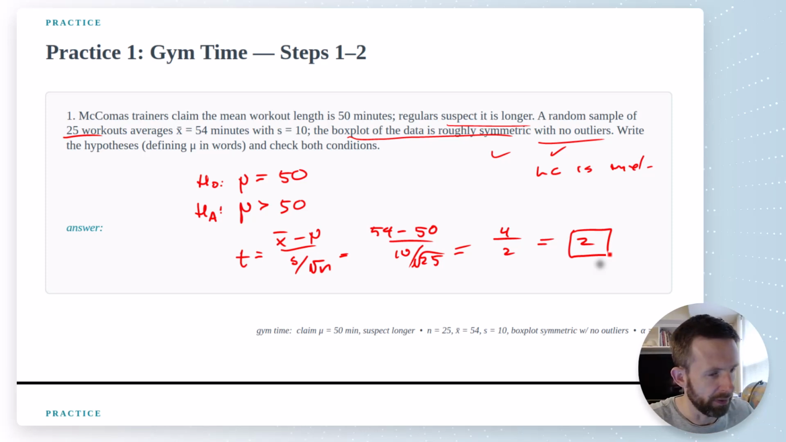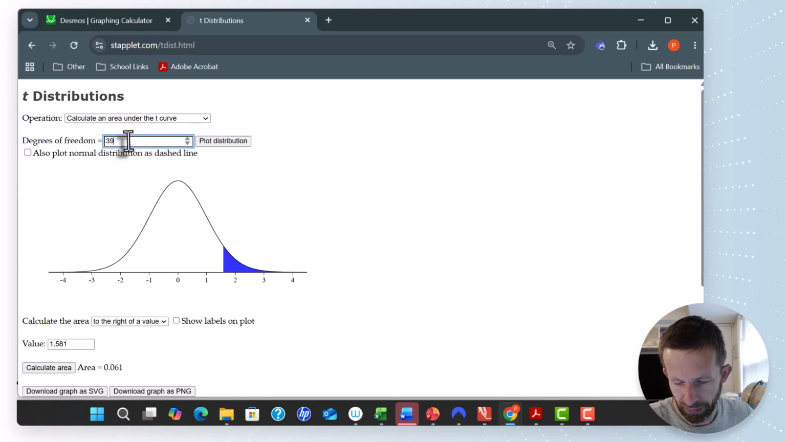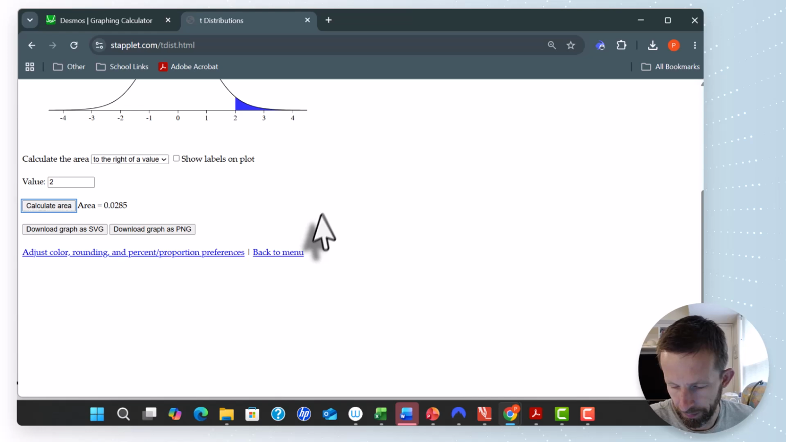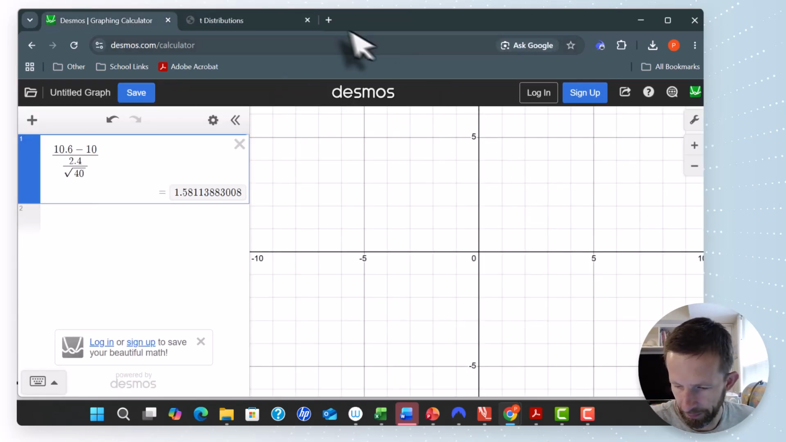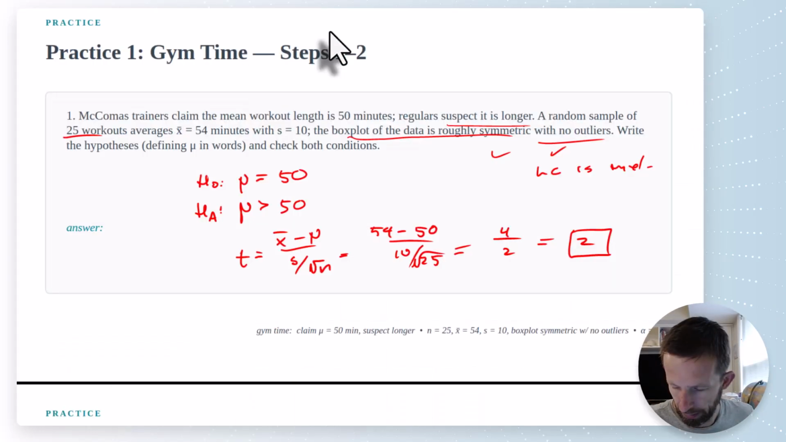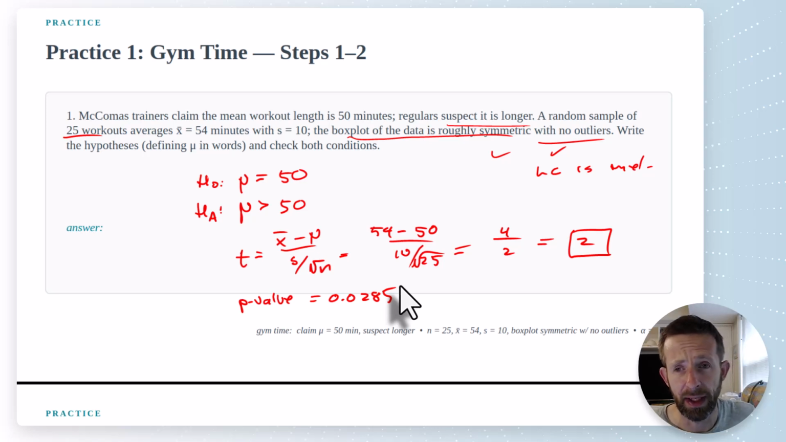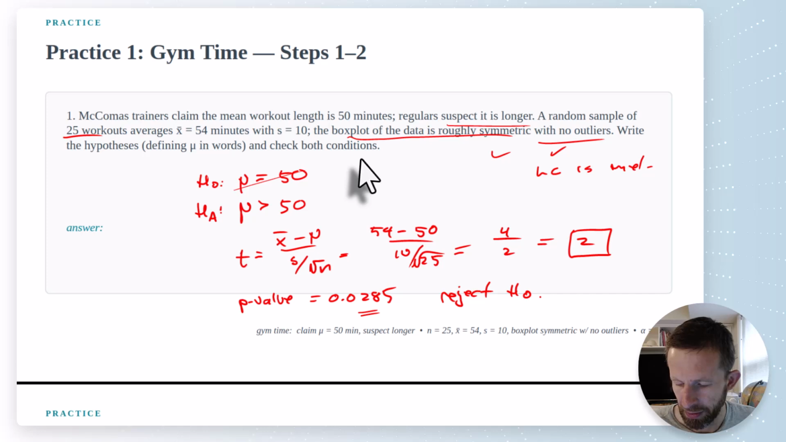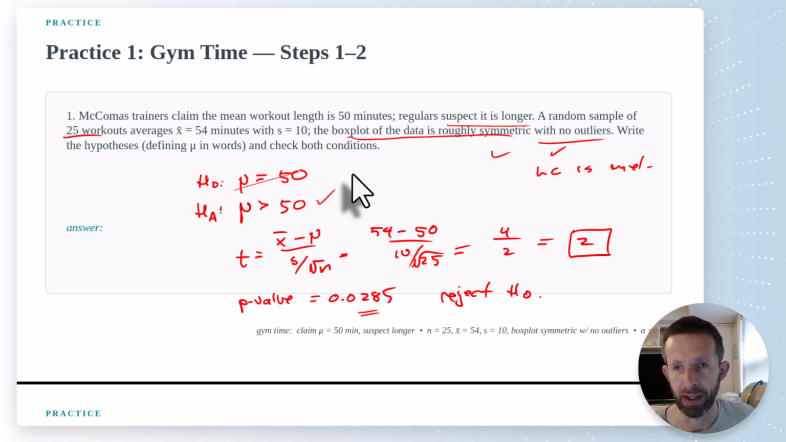I have 24 degrees of freedom here, and I want to find the area to the right of 2, which is 0.0285. So I would have a p-value of 0.0285, which is less than alpha of 5%. So small p-values reject the null hypothesis. If we reject the null, there is enough evidence to conclude that the workout times are longer. That's the gist of this one.